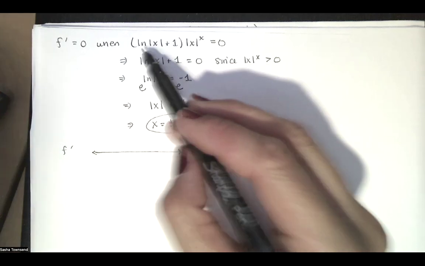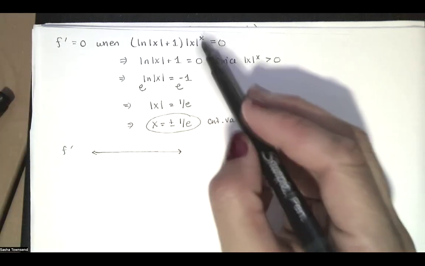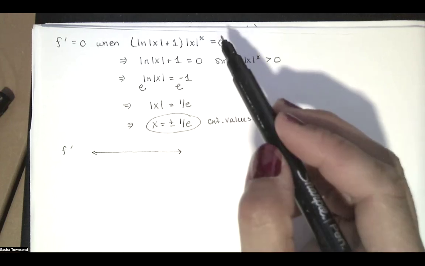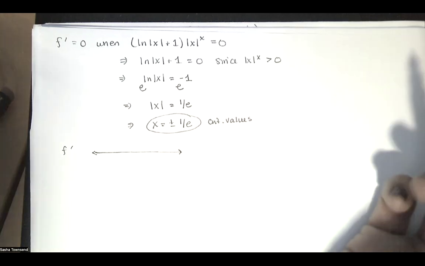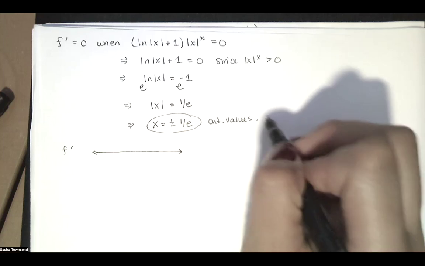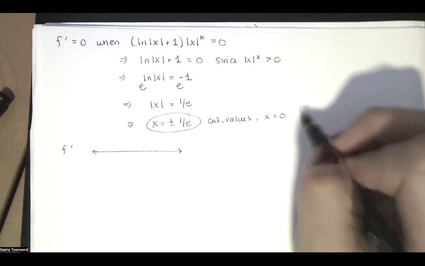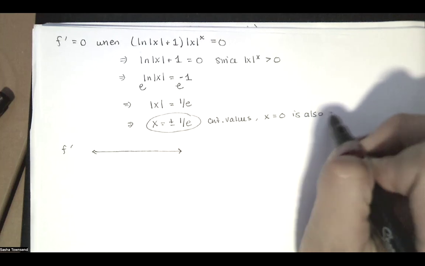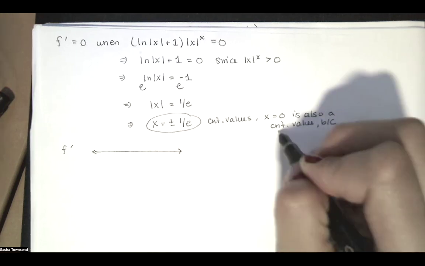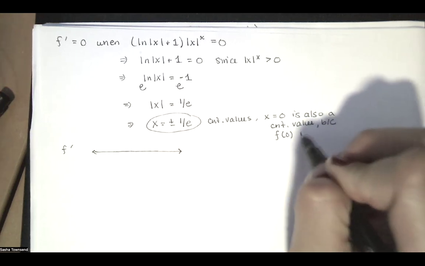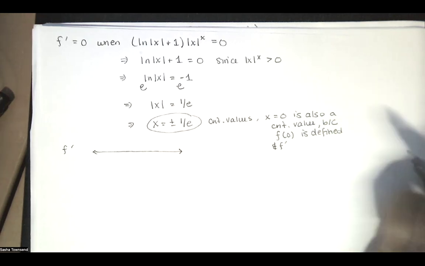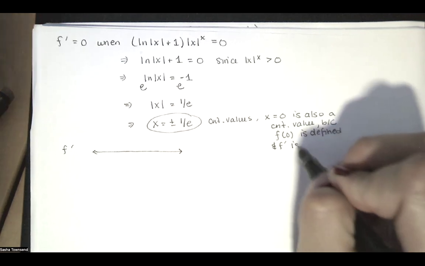And this expression is undefined at x equals 0, and this expression is undefined at x equals 0. Now, technically, f prime is undefined at x equals 0, but x equals 0 is in the domain because we defined f to be equal to 1 at x equals 0. So x equals 0 is also a critical value. And that's because f of 0 is well defined, and f prime is undefined at 0.